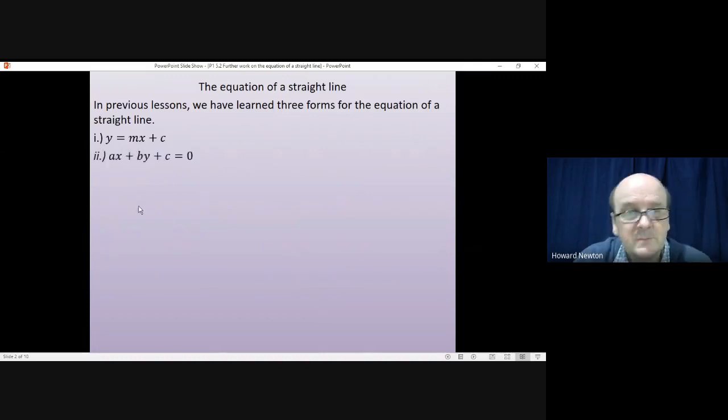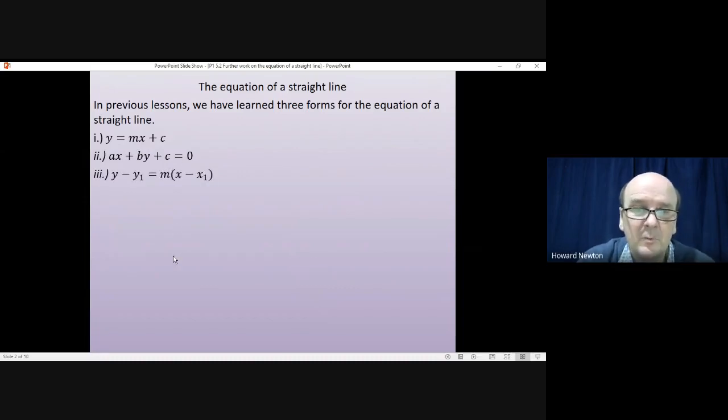Rearranging that, sometimes it's preferable to write the equation in the form ax plus by plus c equals 0, where a, b, and c are integers. The reason why that's preferable is really just that it looks slightly neater. But the values of a, b, and c don't tell you anything useful about the line in the way that m and c do.